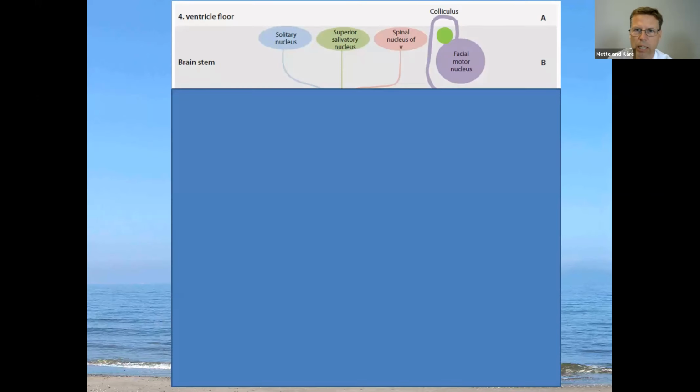I'm not going to go through this slide, but rather do it in a more schematic fashion, looking first at the brainstem. In the brainstem, we have the facial motor nucleus, and from that, the fibers then loop around the nucleus of the sixth nerve, and then come out of the brainstem again. That is the proper function of the facial nerve. That means the motor function.